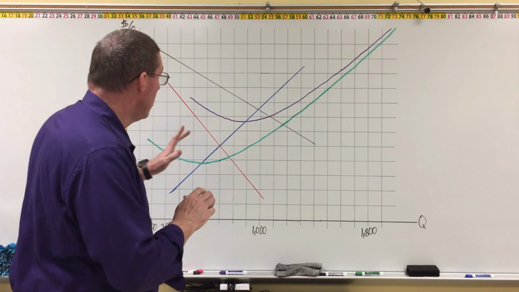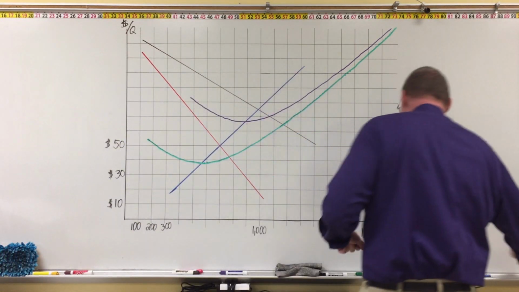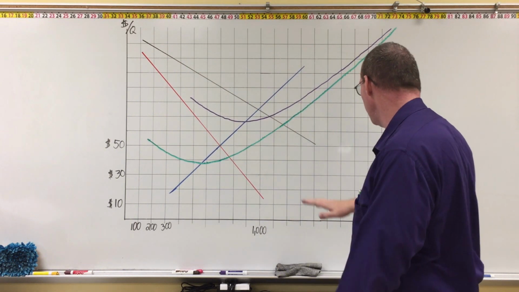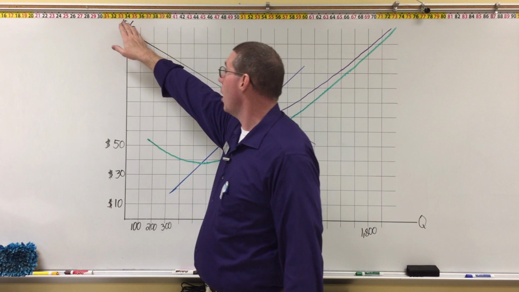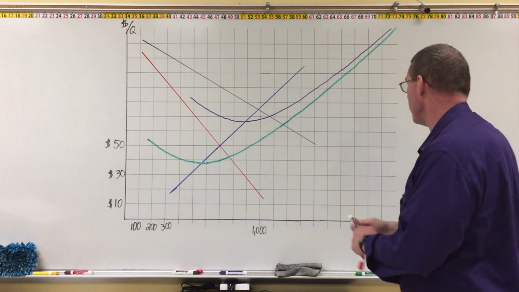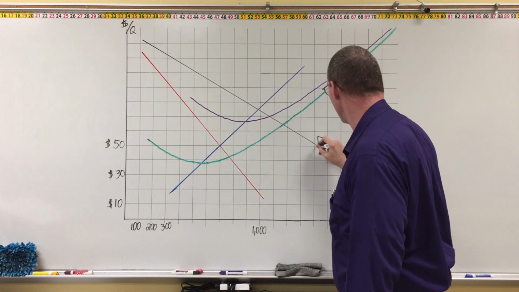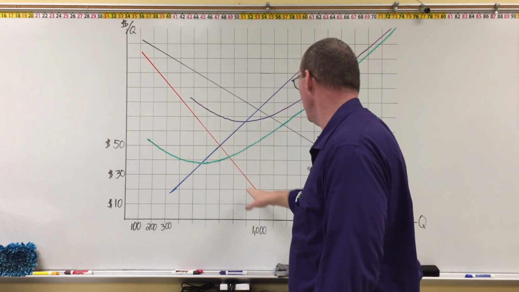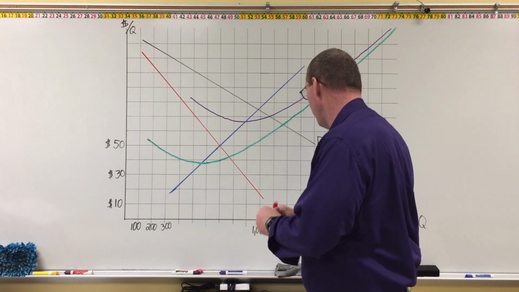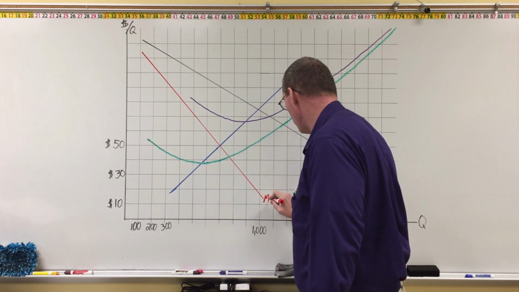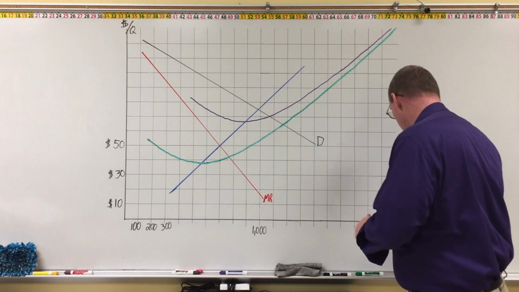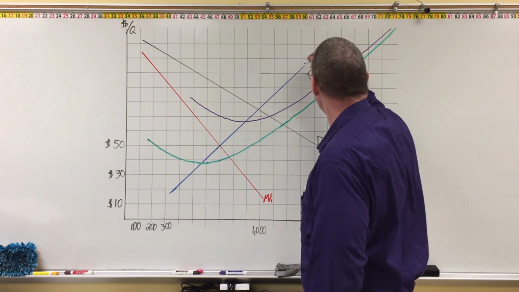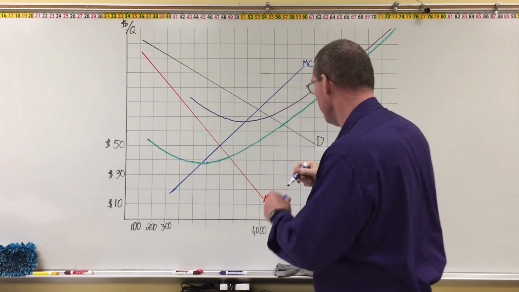All right, so let's review what we learned last time. This downward sloping black one, which is a relationship between not just dollars, but price and quantity, that is the demand curve. So we're going to call that D. This downward sloping red one is related to the demand curve, and we call that the marginal revenue curve. This upward sloping blue one here is the marginal cost curve, or MC.